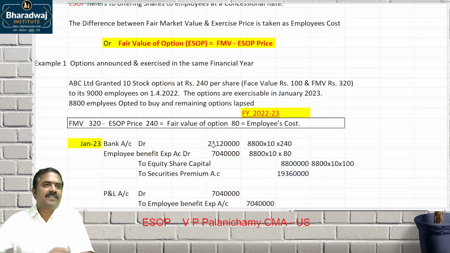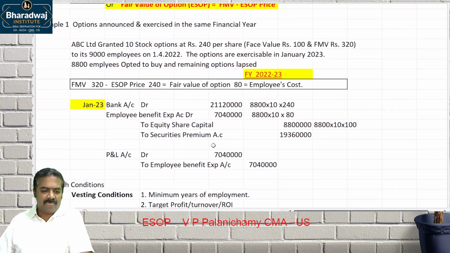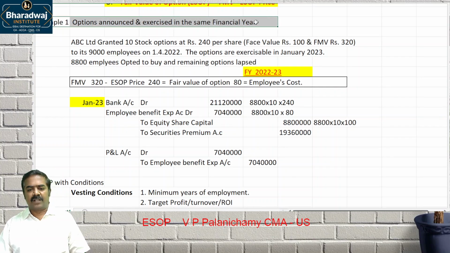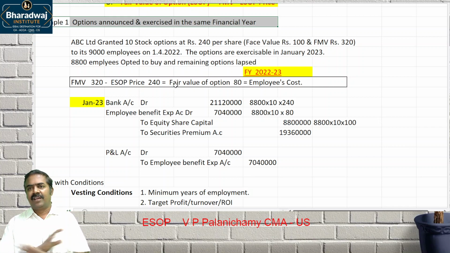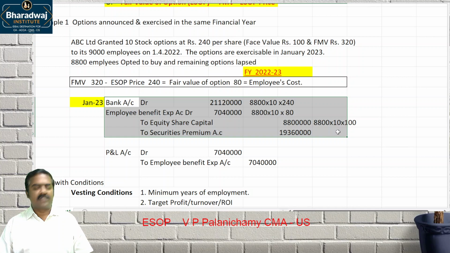Morning. Last class, where did we start? Number one, if the ESOP is announced and exercised in the same financial year, we pass the same entry. If there is no vesting period or vesting condition, like 3 years of employment or 2 years of employment, then we just charge the expenses as they come. Bank account debit, employee benefits to equity share capital, securities premium, like that.